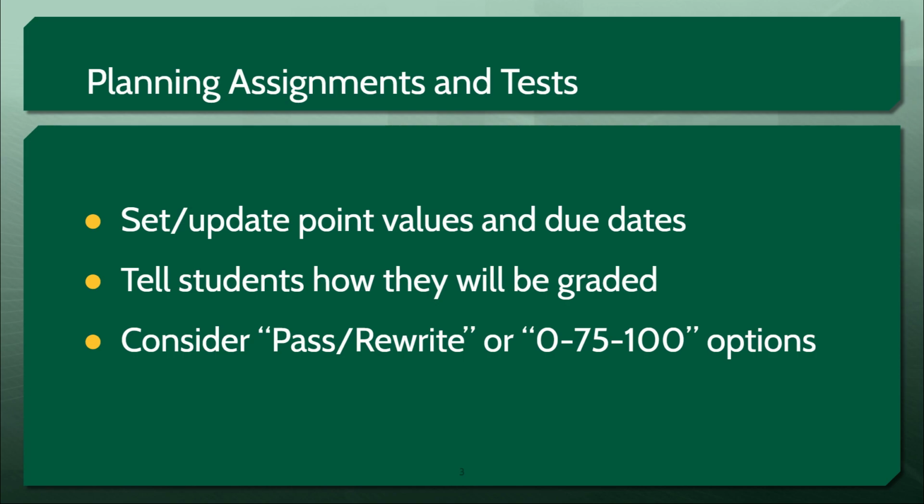Some things that you may want to consider in these extenuating circumstances is shifting to a pass rewrite or a 0, 75, 100 option. If you're not familiar with either of those, a pass rewrite is where a student submits something and you say, you know what, this is good to go, I like what I see, you've done what I've asked you to do, or you send it back and you say you've maybe not quite met the goal, so you're going to get one more chance.